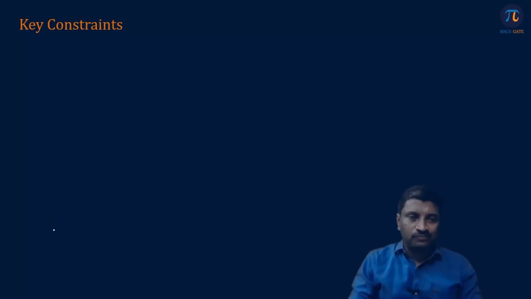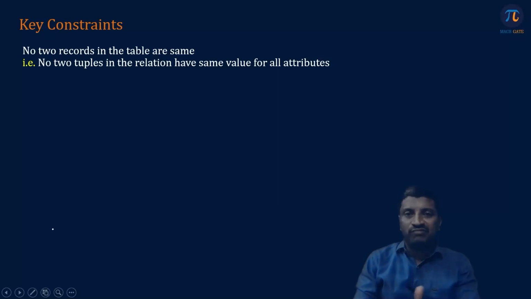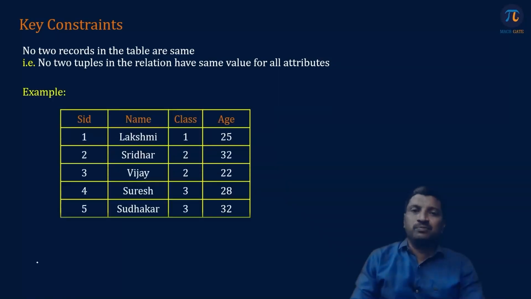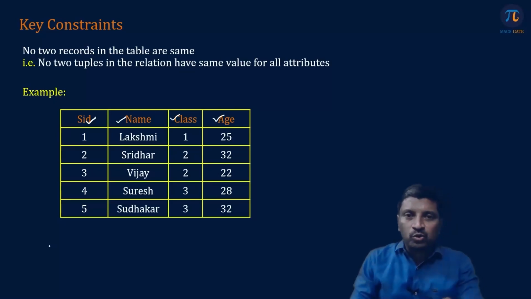What are key constraints? According to key constraints, no two records of the relation should be same. That is, no two records of the table should have same values for all the attributes. For example, suppose we have a relation with 4 attributes: SID, name, class, age. With respect to key constraints, no two records of the relation should have same value for all the attributes. If we observe the records of this relation instance, no two records are same. That is, no two records are having same value for all the attributes. So this relation instance is satisfying our key constraints.